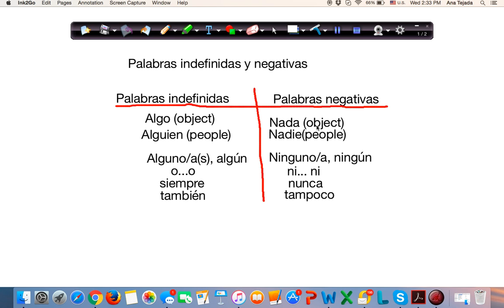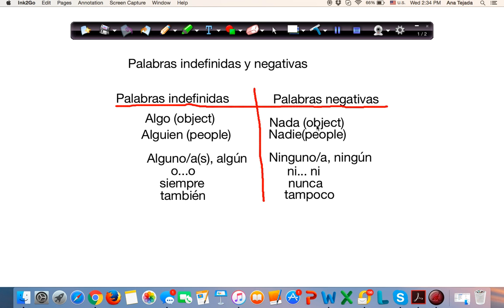Then we have alguno, alguna, algunos, algunas. Look, these ones are going to work just like adjectives. They have to agree in gender and number according to our subject. We also have algún, which is the short version of alguno. Alguno means some or any. Then we have the word ninguno, ninguna, and the short version ningún. These ones mean no, none, not any.